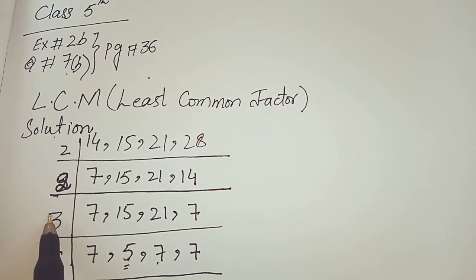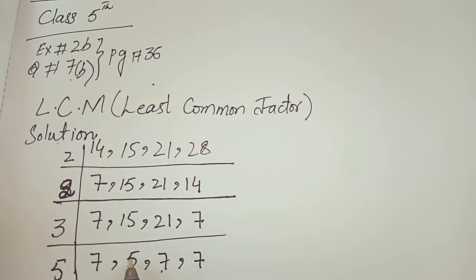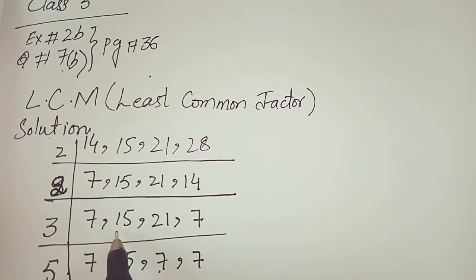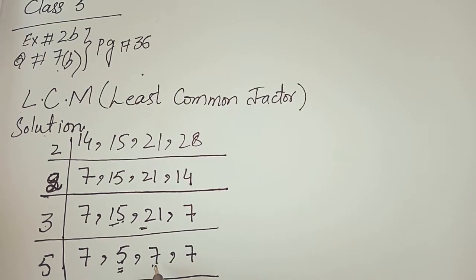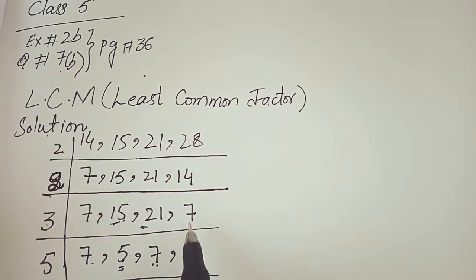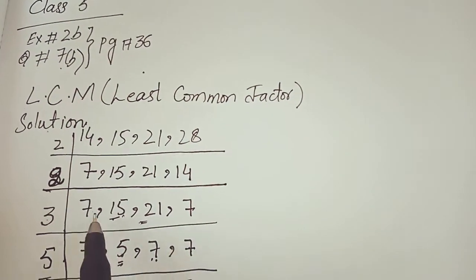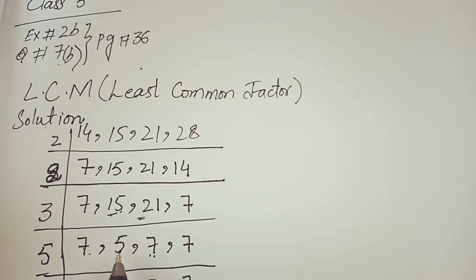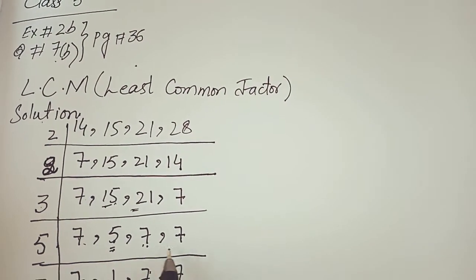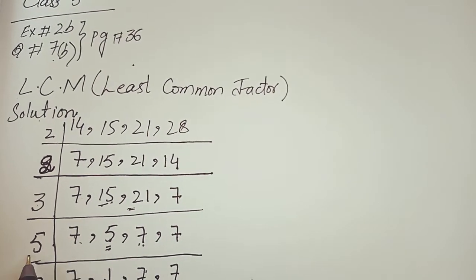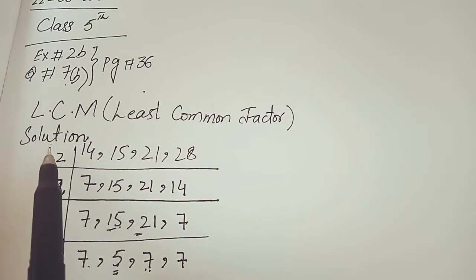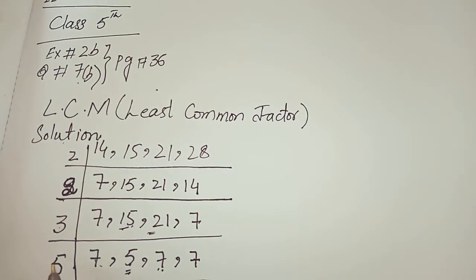Now come for the 3. 3 5s are 15 because 3 can divide only these two numbers. 3 5s are 15, 3 7s are 21, 7, and this 7 will remain the same and will come down. Now see which table can divide the number. So we will divide from the smallest number.